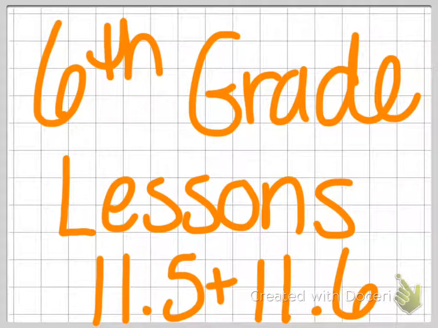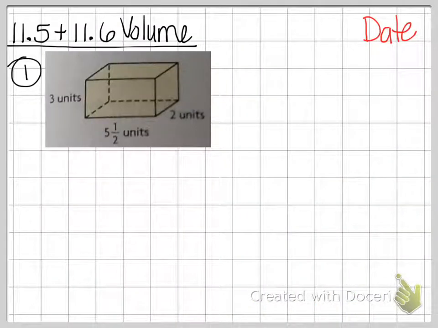In this lesson, we will be reviewing finding volume and using that formula to find volume of rectangular prisms. Let's get started. Here we have a rectangular prism with the given dimensions. Finding volume is determined by multiplying length times width times height. Since we're given all three dimensions, we simply need to plug them in and find the volume.